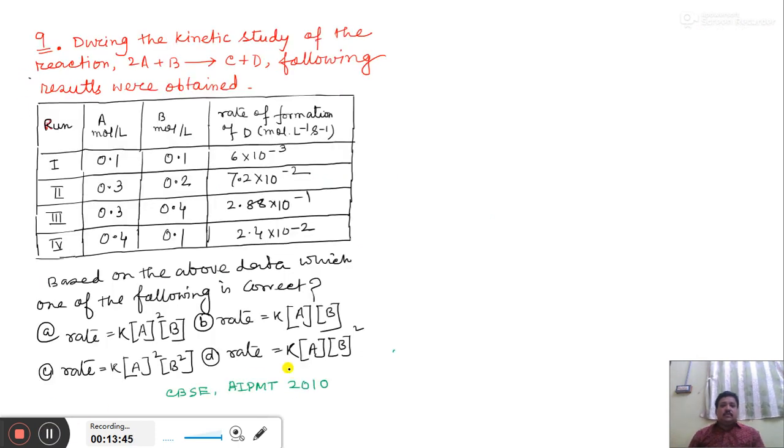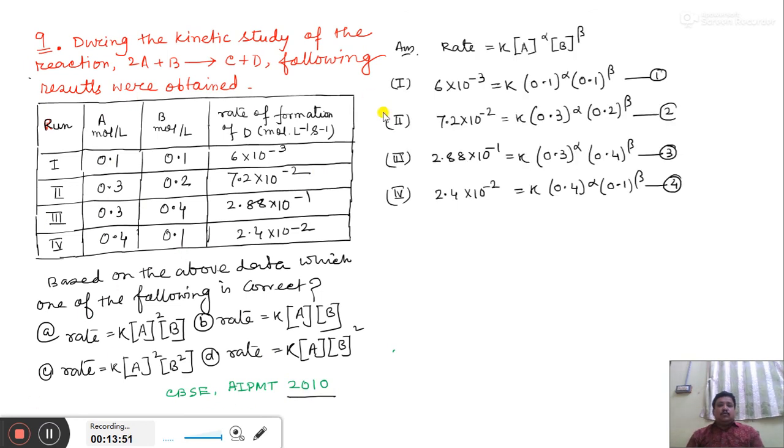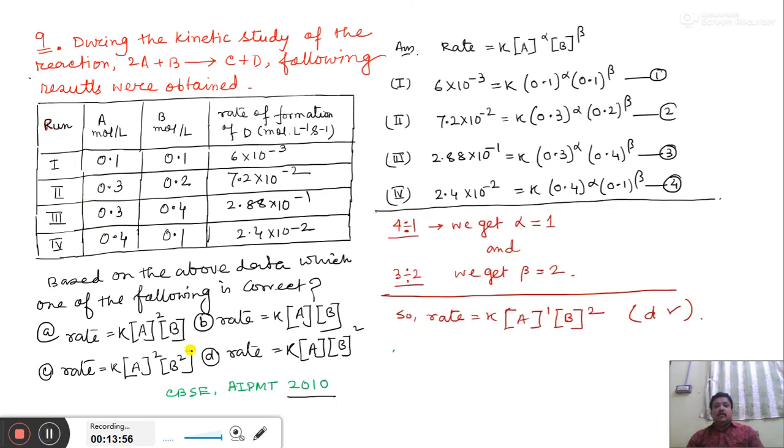My next question also came in CBSE AIPMT 2010, and this was solved by this method. To solve this problem, we get 4 equations for the 4 experiments, and if we divide equation 4 by 1, then we get alpha is equal to 1, and when we divide 3 by 2, we get beta is equal to 2. So the rate equation is K into A to the power 1 into B to the power 2. So option D is correct.